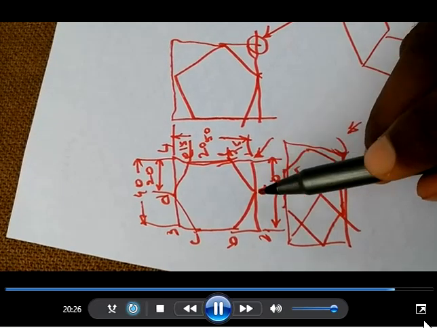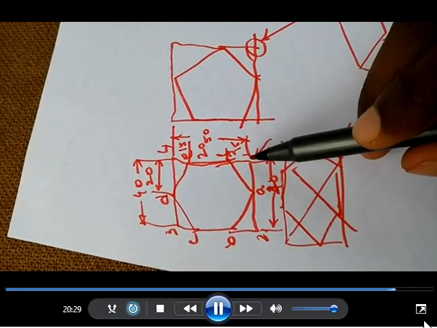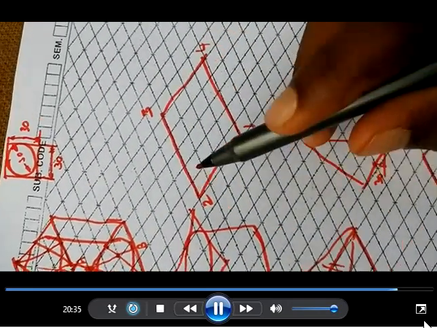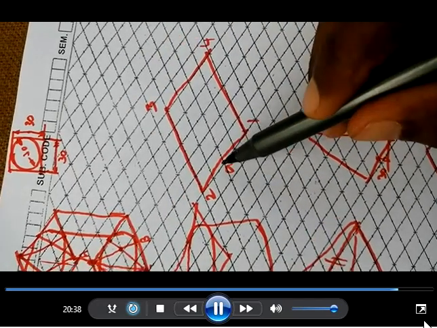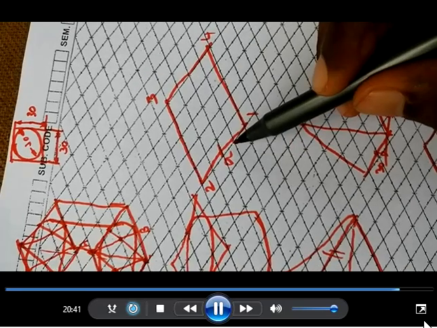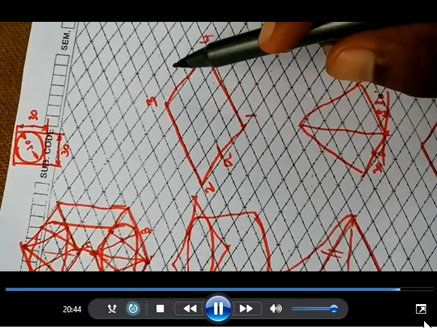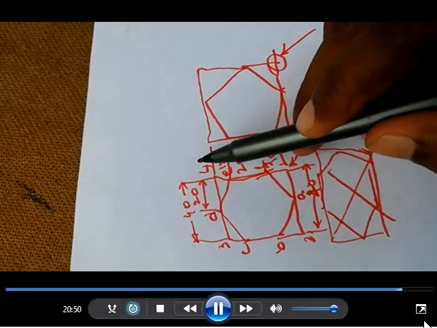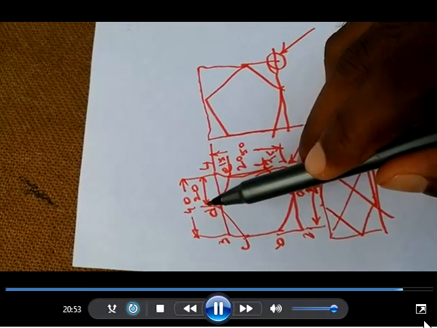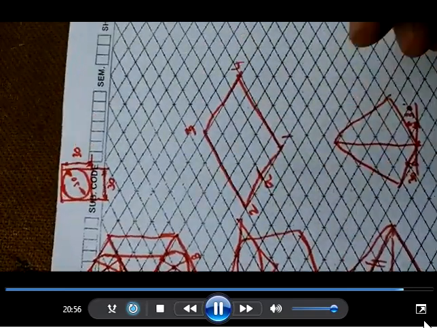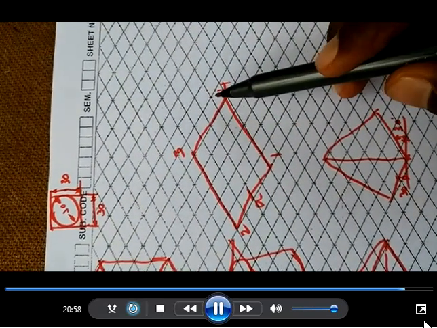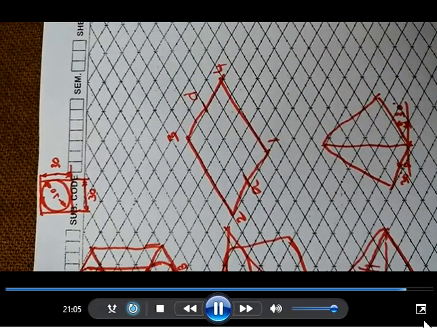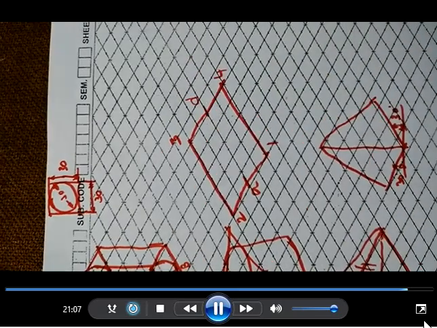Along the 1, 2 side there is only one point, A, at a distance of 20 from point number 1. So 10, 20. Here comes point A. Similarly, along the 3, 4 side at a distance of 20 from point number 4, there comes point D. So 2 points are over. You have to mark the remaining 4 points now.